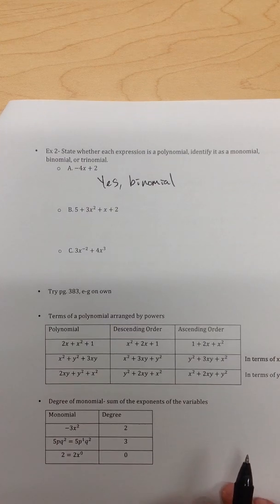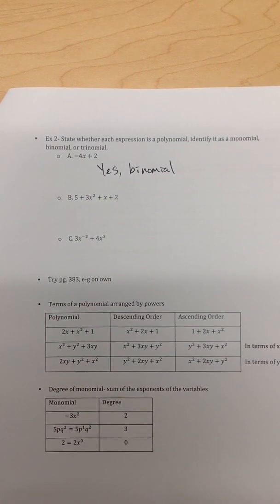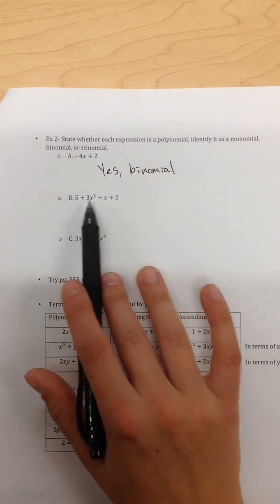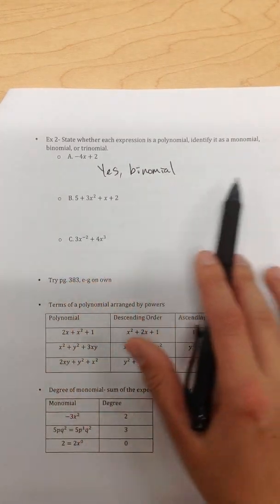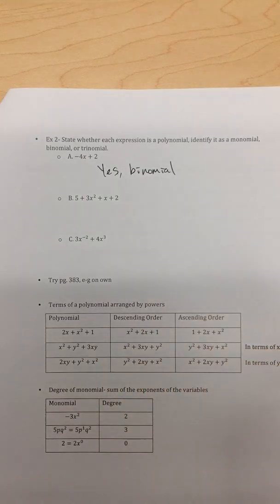Okay. Now b is a little bit tricky here because we've got 5 plus 3x squared plus x plus 2. So this one, when we're looking, we've actually got 4 different terms, but there's not an option with 4 terms. You've got monomial, binomial, trinomial. We don't have a quadnomial where there's 4. We only have those 3.